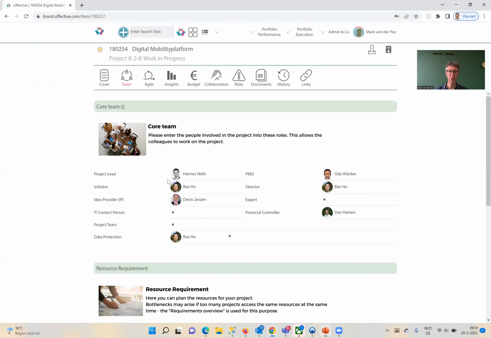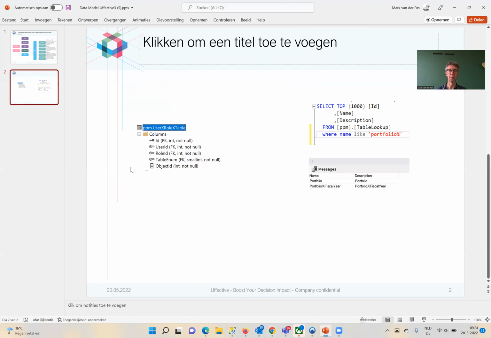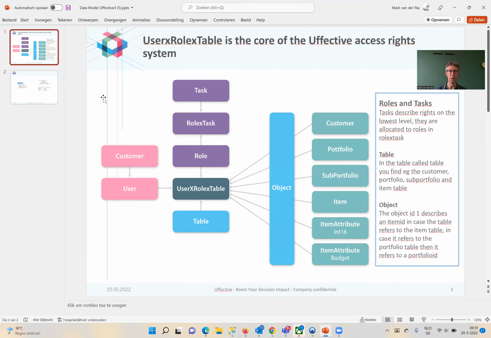So in this content here is stored by saying the user ID of Hannes is in the role project lead, it's in the table item, and then the object ID is the ID of the item.